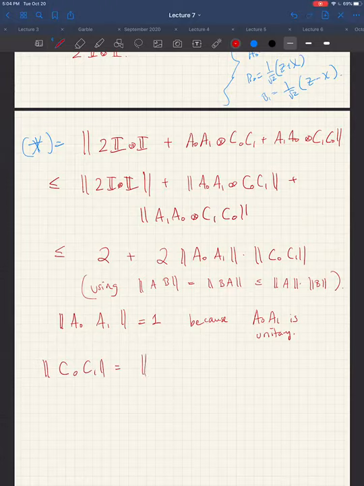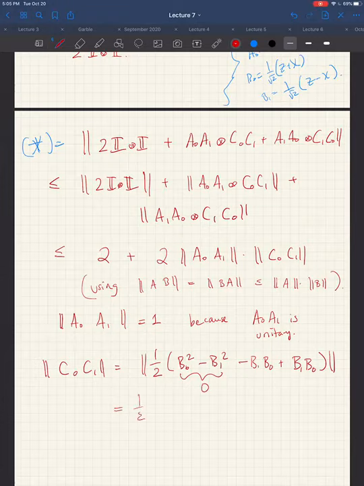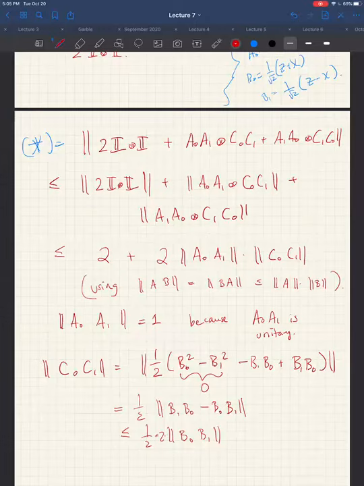And here we just have to expand out what this is. This is B0 squared minus B1 squared plus these cross terms. Oh, oops. All right, so we know that these are both identities, so they cancel out to be 0. So this is equal to 1/2 B1, B0 minus B0, B1, or maybe the other way around, but it doesn't really matter. And here again we're going to use the triangle inequality. So we pick up a factor 2, but this is all equal to 1.